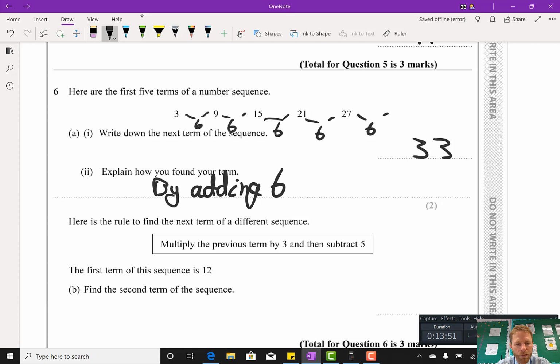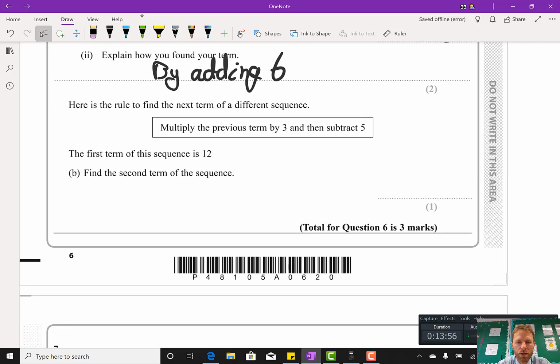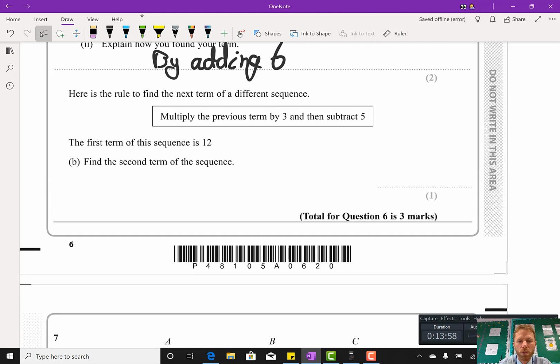Here's the rule to find the next term of a different sequence. Multiply the previous term by 3, then subtract 5, which I could write differently, but that will do as it is. So find the first term of this sequence is 12. So it says multiply the previous. Previous is a key word in this question. Previous meaning the one before. So the first term of the sequence is 12. So I need to do 12 multiplied by 3. And then it tells me to subtract 5.